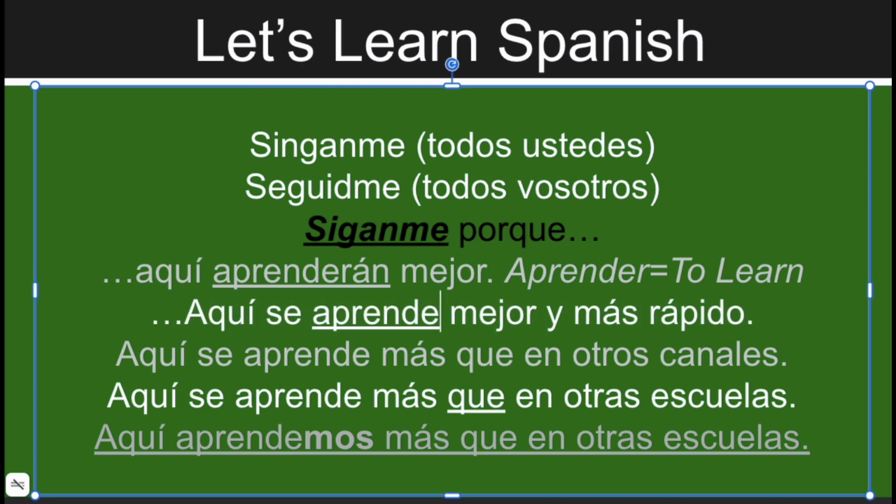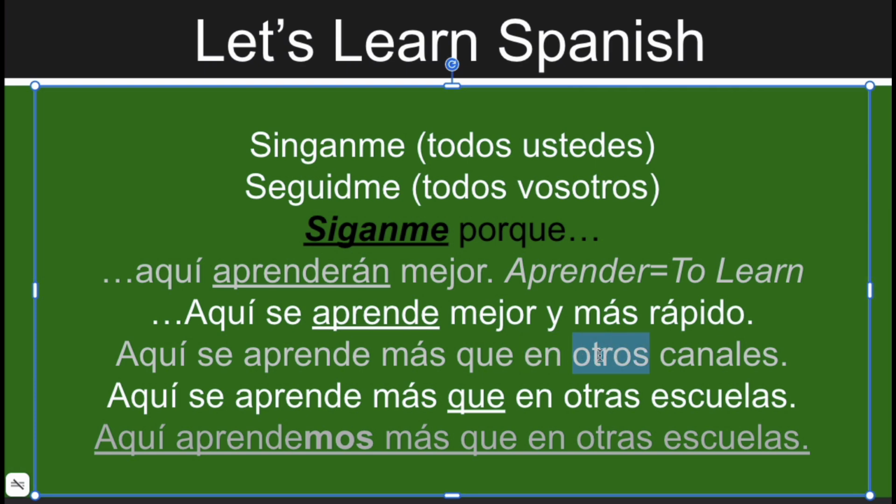Here we learn, or here it's learned, mejor y más rápido. Okay? We can also say, aquí se aprende más. Here it's learned. It's understood that we're talking about we. Here we learn. Más, more. Que. So que means what, but it also means than. More than. Okay? Aquí se aprende más que en otros. In other. Otros, other.